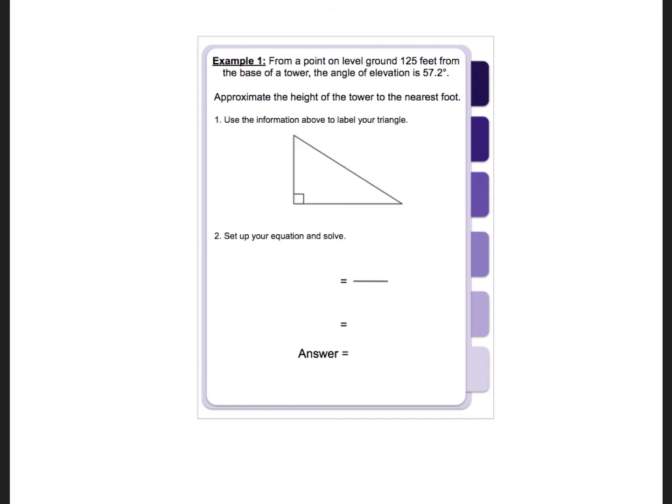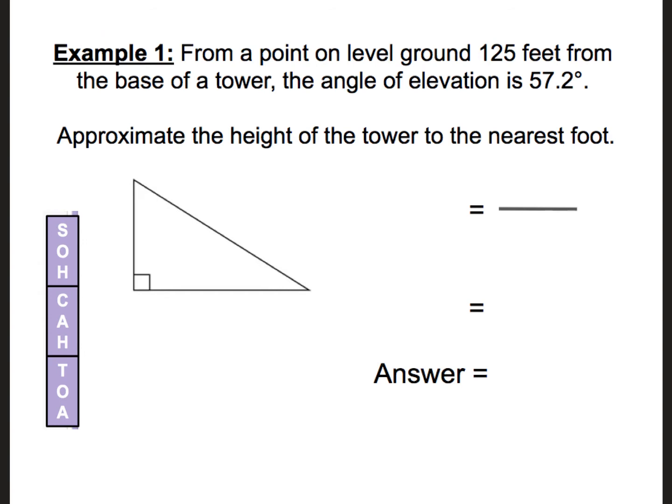In this video, we're looking at 7.3 example 1. So let's go ahead and get started. Example 1 says, from a point on level ground 125 feet away from the base of the tower, the angle of elevation is 57.2 degrees. Approximate the height of the tower to the nearest foot.